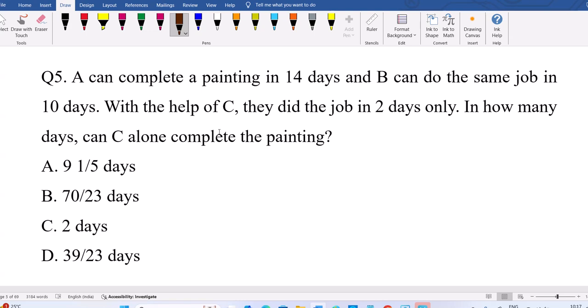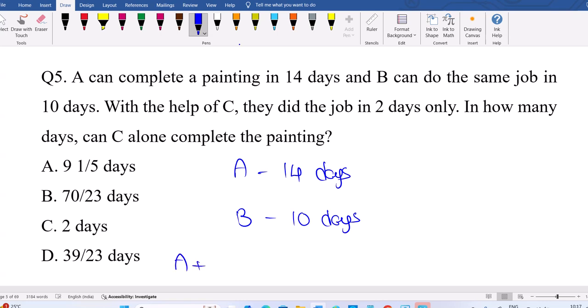A can complete a painting in 14 days, B can complete the painting in 10 days. With the help of C, it's 2 days only. So I'm just giving you the data given in the question. A alone takes 14 days to complete the work. B alone takes 10 days to complete the work. With the help of C, meaning A plus B plus C, the job is completed in 2 days.